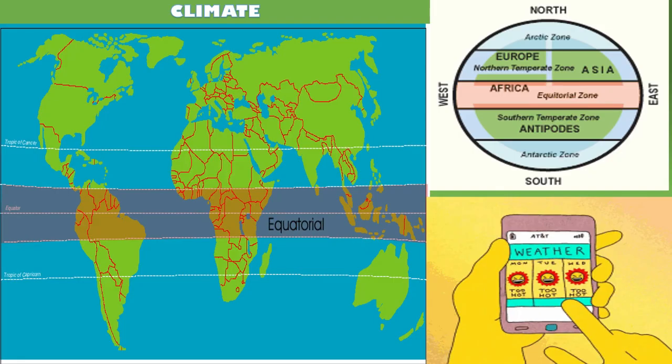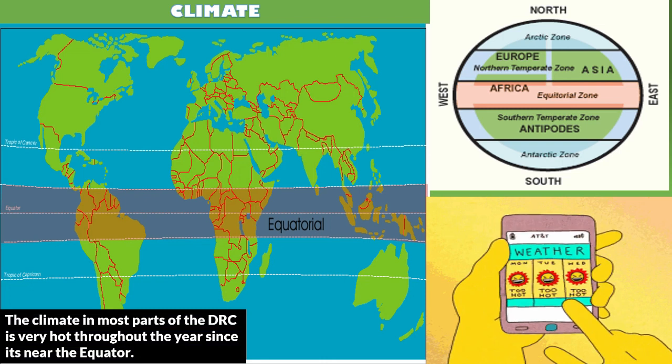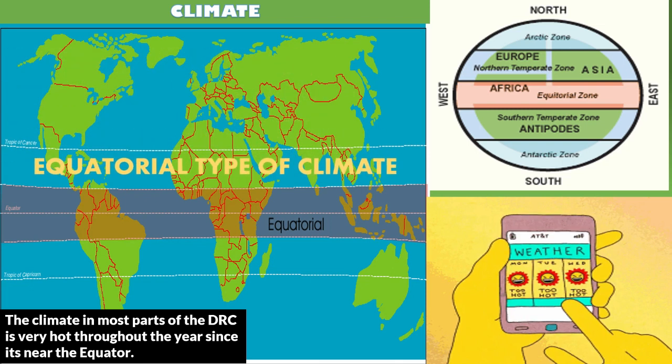DRC is located in the equatorial region. So we can say that it is located close to the equator, as the equator passes through the northern DRC. So the climate in most parts of DRC is very hot throughout the year. In other words, it experiences an equatorial type of climate, that is a hot and wet climate throughout the year.